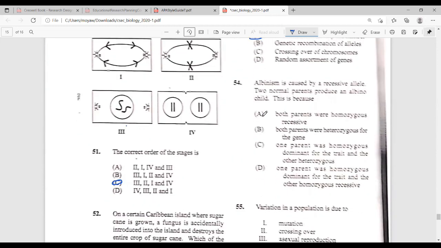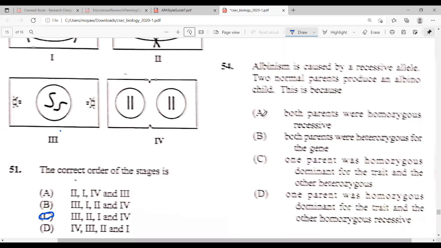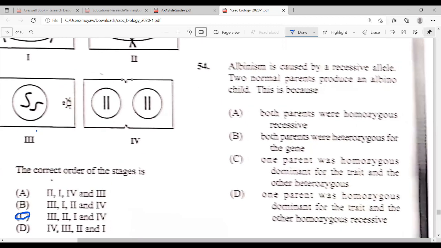54. Albinism is caused by a recessive allele. Two normal parents produce an albino child. I'm trying to do my best to zoom in so you can get a better view of this question. So albinism is caused by a recessive allele. We all know that to be recessive, you have to have 2 small letters. So I'm just going to use A, and it goes well with albinism because it starts with A. So aa means it's recessive, right?